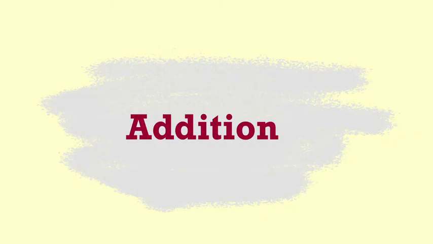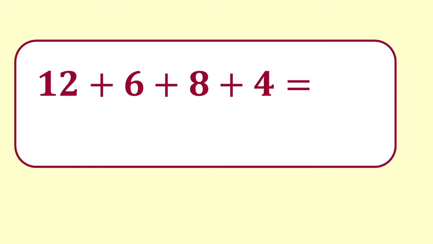Addition. When we have a series of numbers to add, we work from left to right. For example, 12 plus 6 plus 8 plus 4. 12 plus 6 makes 18, plus 8 equals 26, plus 4 equals 30.